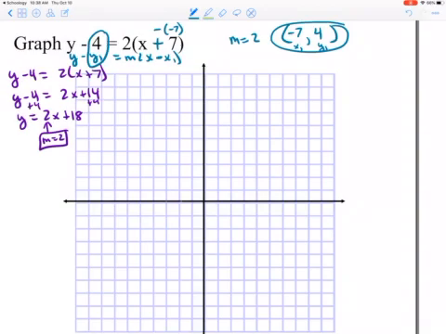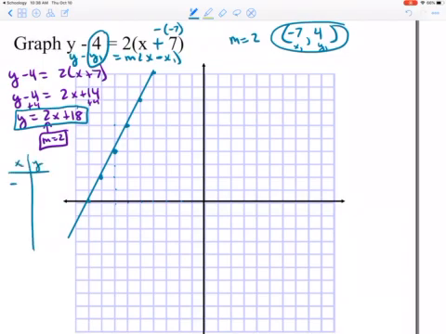So 1, 2, 3, 4, 5, 6, 7. 1, 2, 3, 4. Negative 7, 4. A slope of 2 is up 2 to the right 1, up 2 to the right 1, or down 2 to the left 1. And I got my line. Now over here, if we had gone with slope-intercept form, we could find ordered pair solutions that work. And if I plug negative 7 in, I get 2 times negative 7. Negative 14 plus 18 gives you 4. So it also works even if I plug it in here. So multiple ways to graph that line.